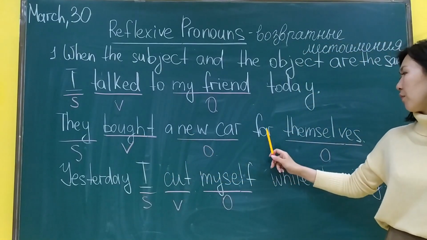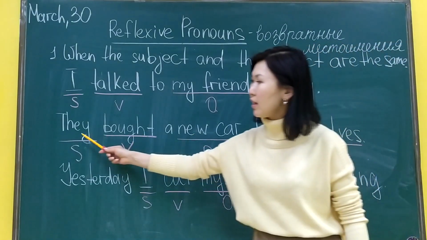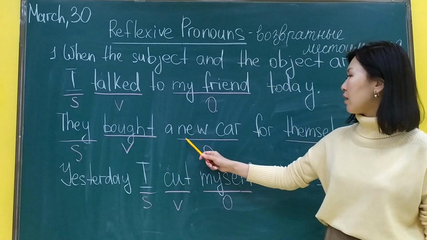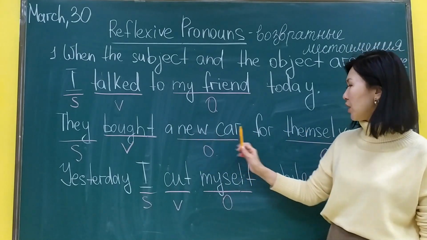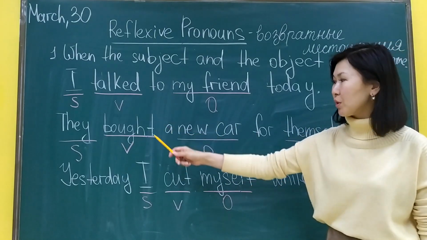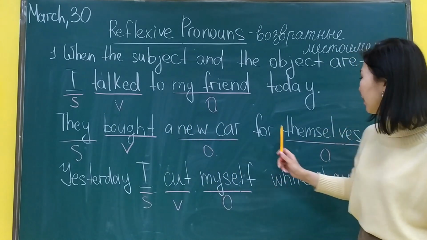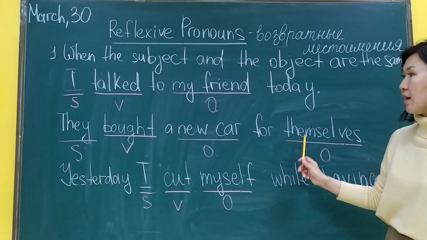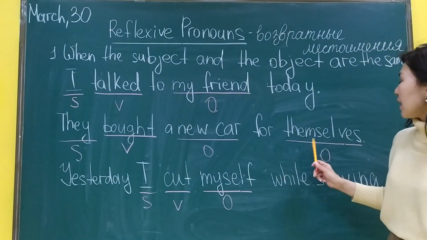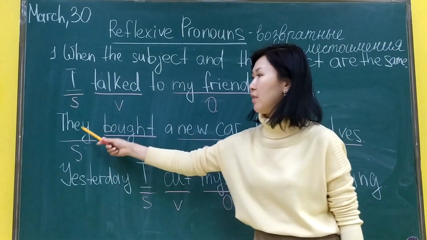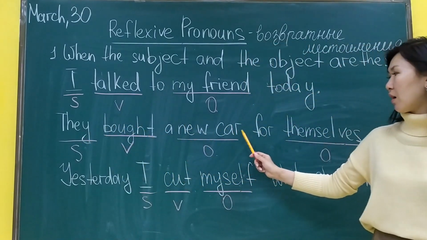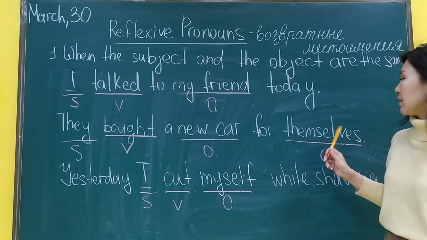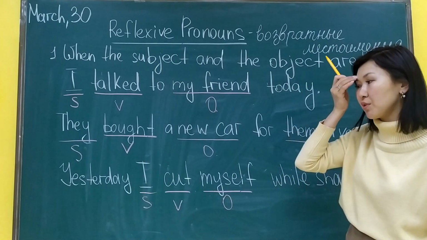They bought a new car for themselves. They is the subject, bought is the verb. Actually, in this sentence we have 2 objects. They bought what? A new car. And for whom did they buy this car? For they. So, themselves is a reflexive pronoun for they. They bought a new car for themselves. This is in plural form. It's a plural form of reflexive pronoun.